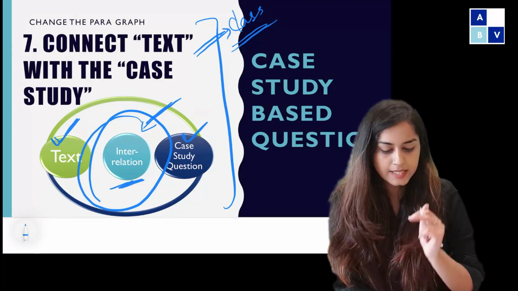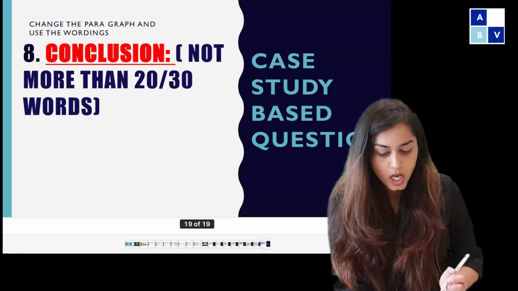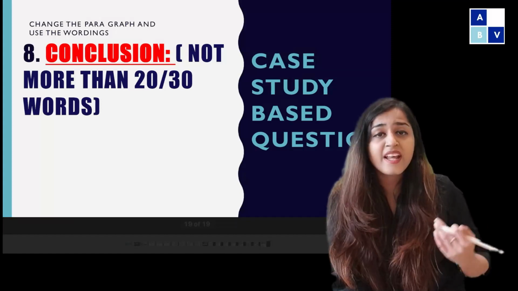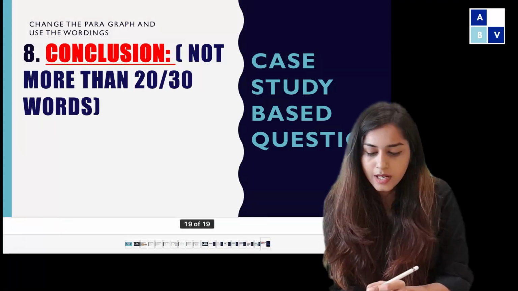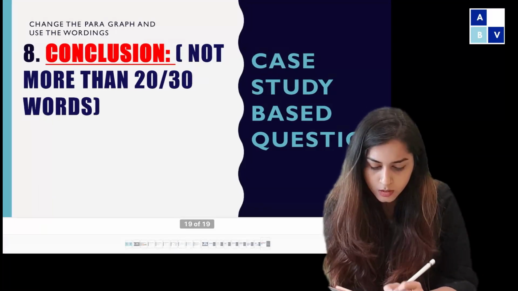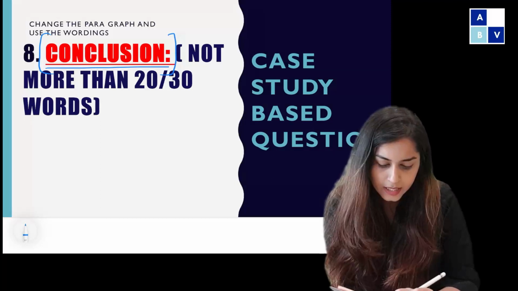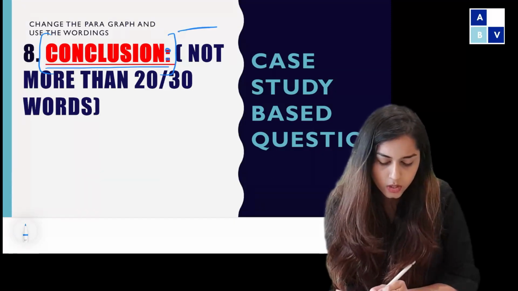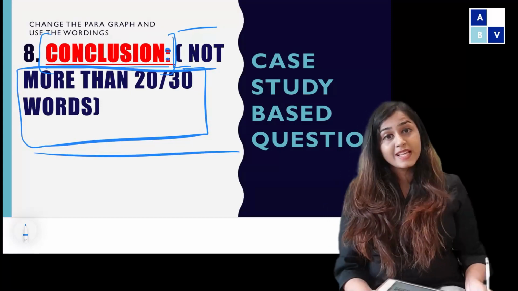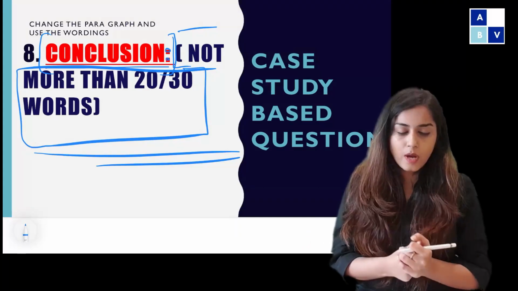Now next thing is the conclusion, and this plays a very, very important role. It should not be more than again 20 to 30 words. Every time you are about to write a conclusion, you have to write the word conclusion, underline it, then a colon, and then write your conclusion. This will mark the end of your answer. Yes, this is how you are supposed to attempt any case study question.